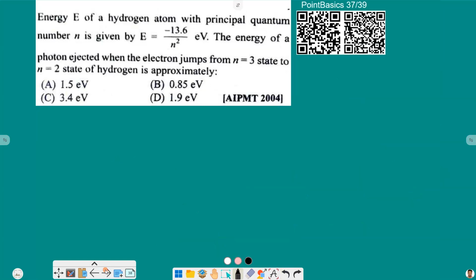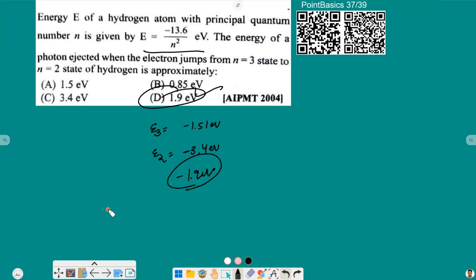Now let's move to the next one. Energy E of the hydrogen atom with principal quantum number n is given by this relation. Energy of a photon ejected from the level n3 to the n2 of the ground state of the hydrogen approximately. So for the third level, we know energy is minus 1.51 electron volt. For the second level, we know that is minus 3.4 electron volt, and their difference will be equal to 1.9 electron volt. So basically that is option D for us.